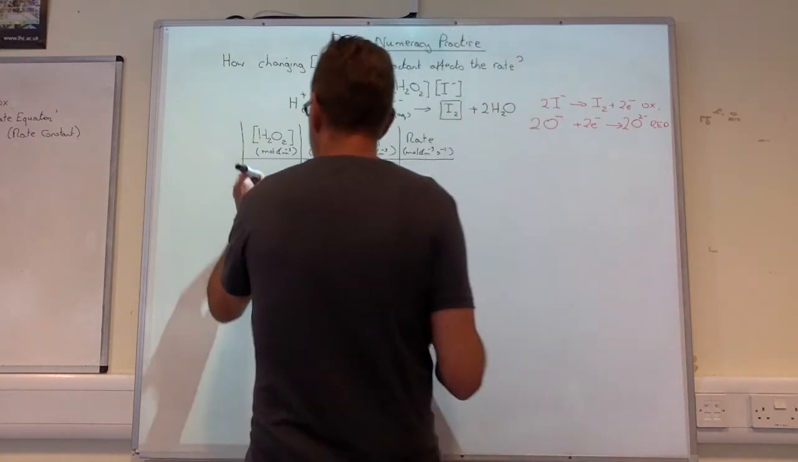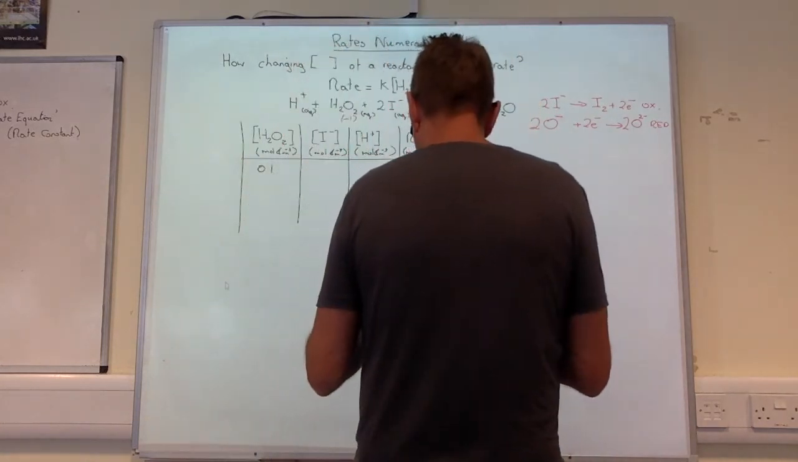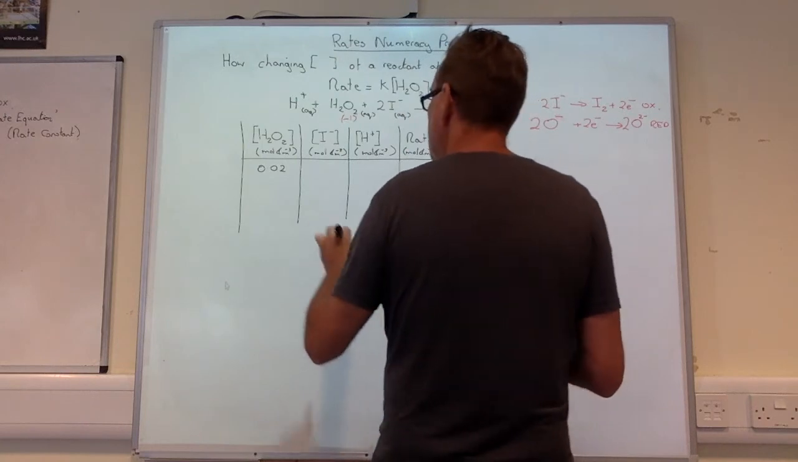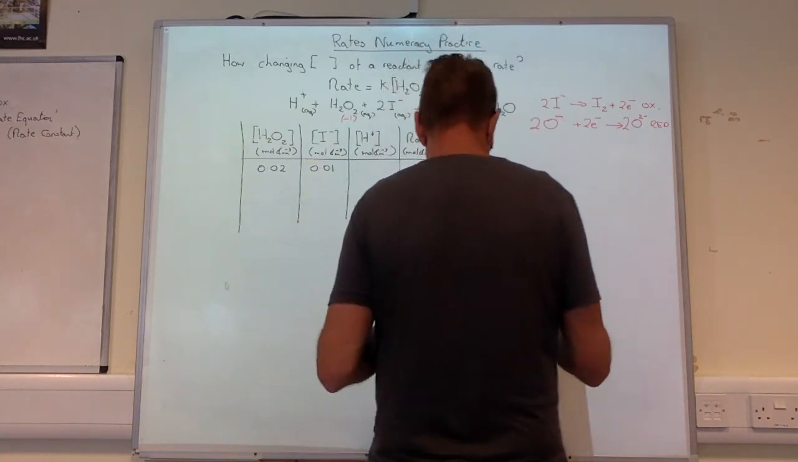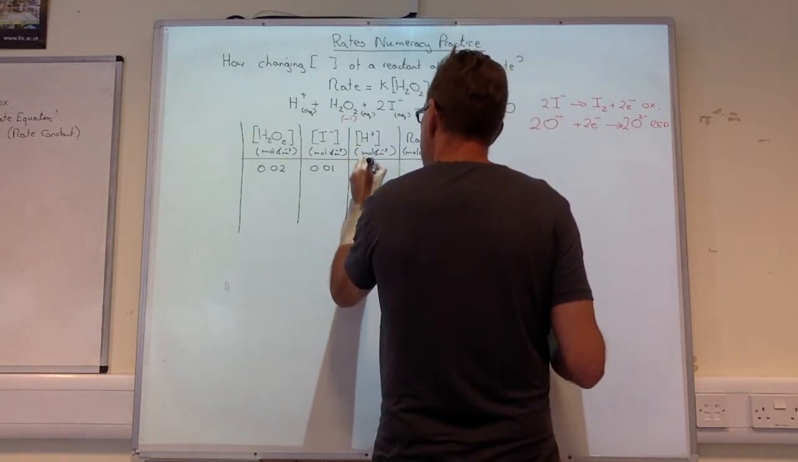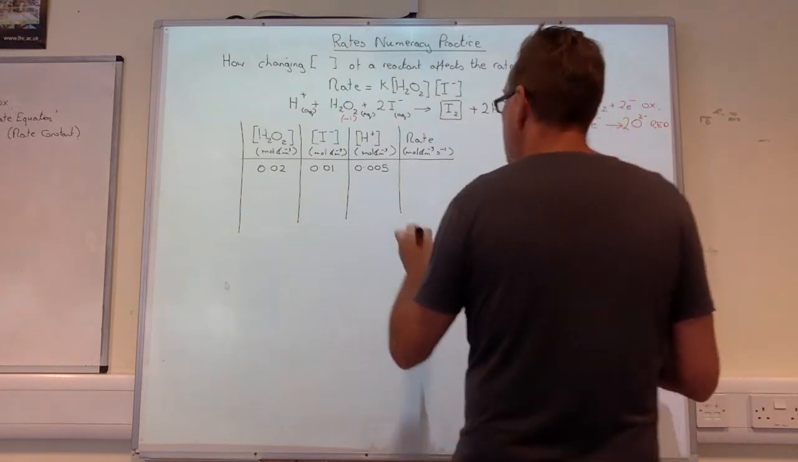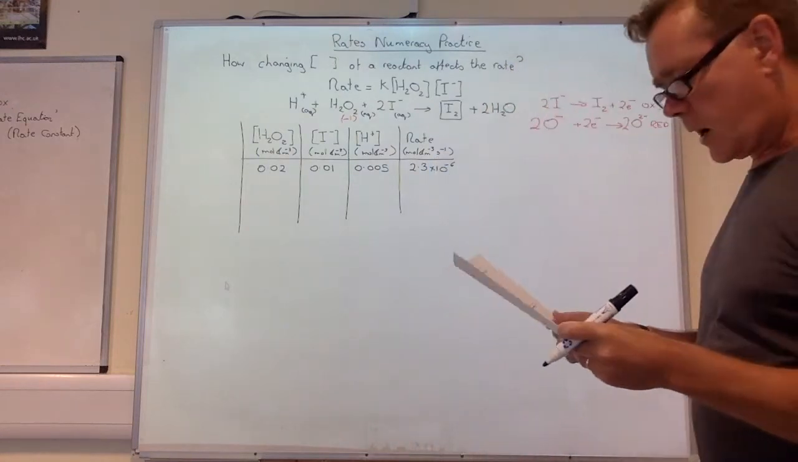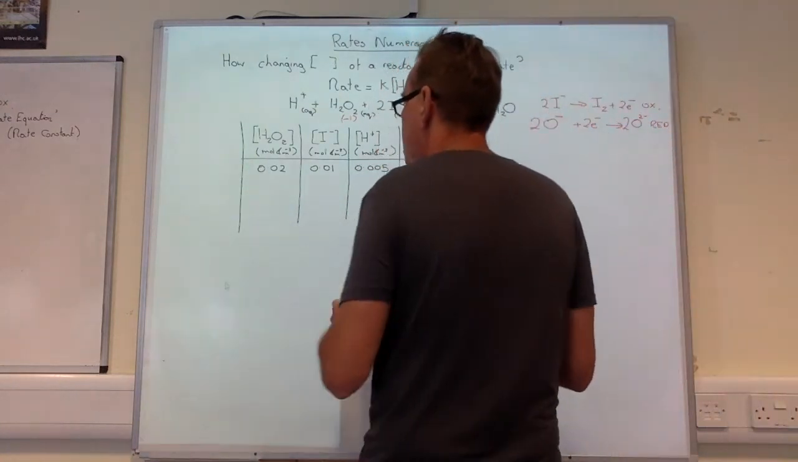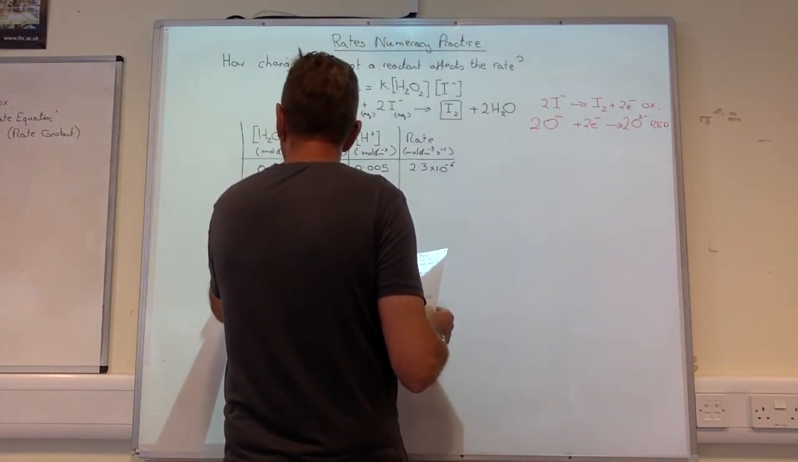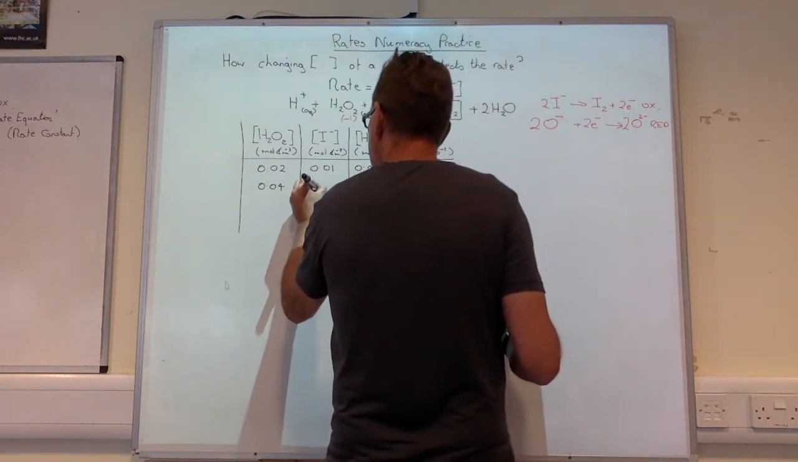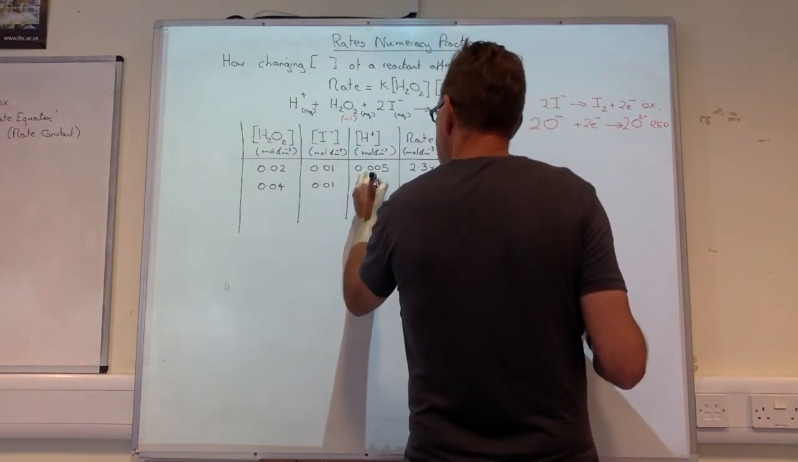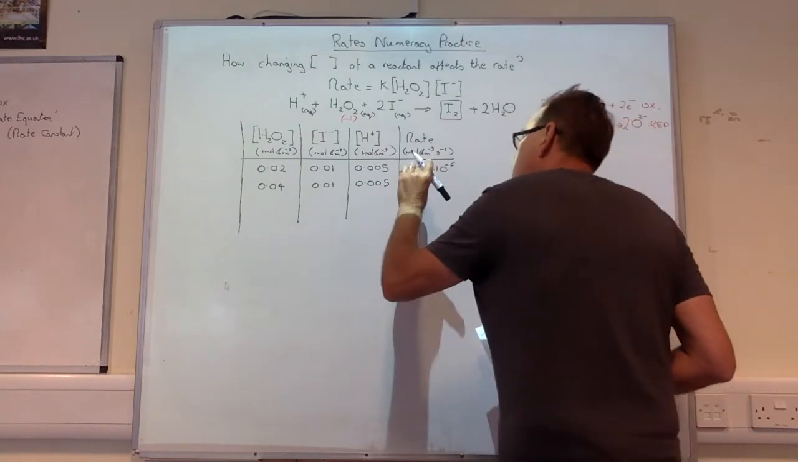Hydrogen peroxide, start off with a concentration of 0.02. Start off with a concentration of iodide, 0.01. We start off with a concentration of H plus, 0.005. The rate is given as 2.3 times 10 to the minus 6. Then they're asking you this. Look at the next line. We double the concentration of this to 0.04. We keep the concentration of this the same, and we keep the concentration of this the same.